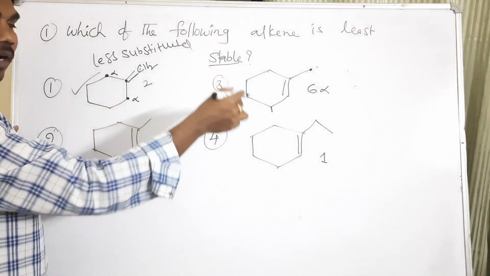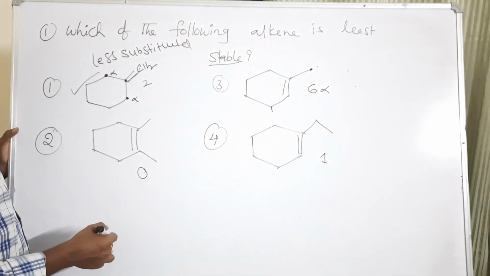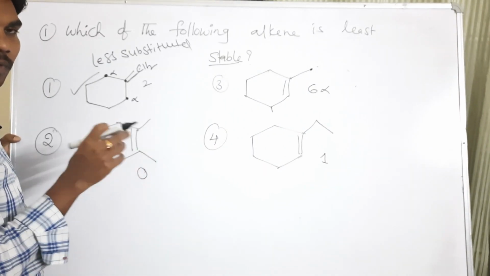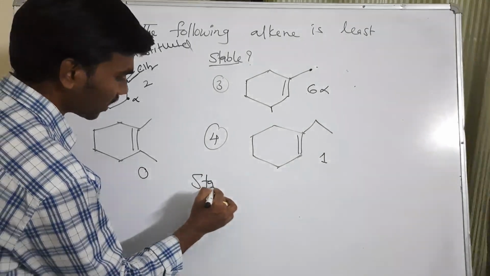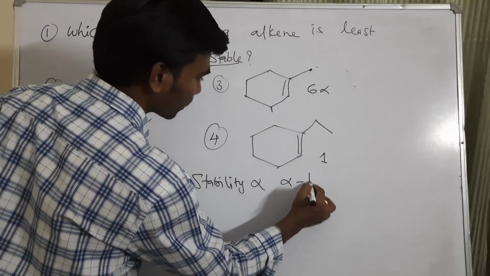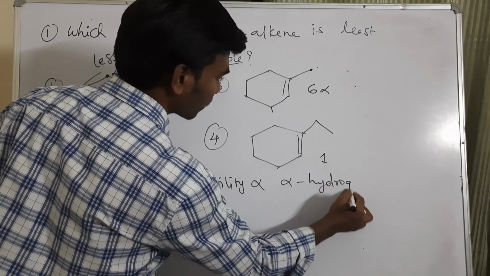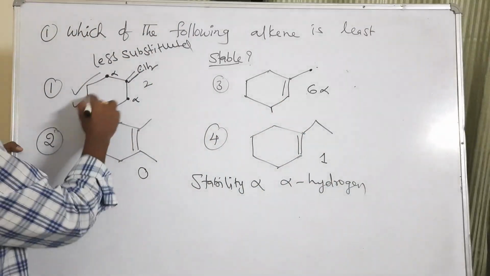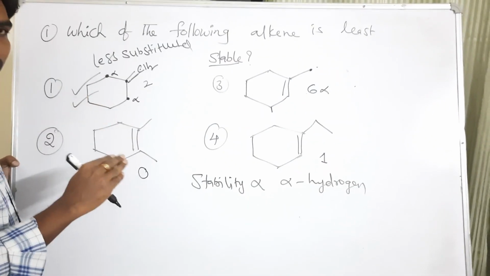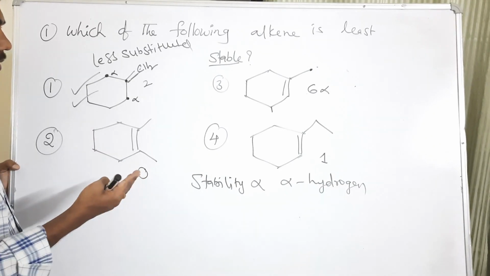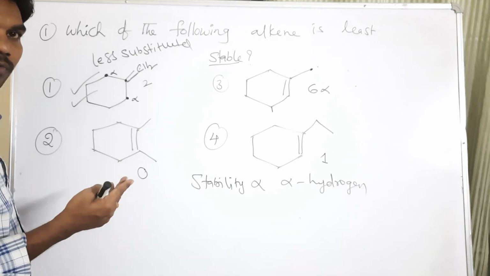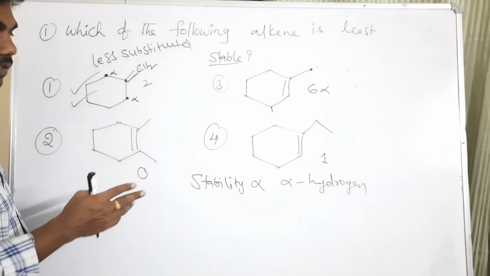So you check the number of alpha hydrogens like that. Where the number of alpha hydrogens is less, that will be less stable. So the stability of an alkene is directly proportional to the number of alpha hydrogens. Where the number of alpha hydrogens is less, this one. So again the answer is this one. If you check with respect to hyperconjugation and with respect to the Saytzeff rule, in both cases you will get the same answer.